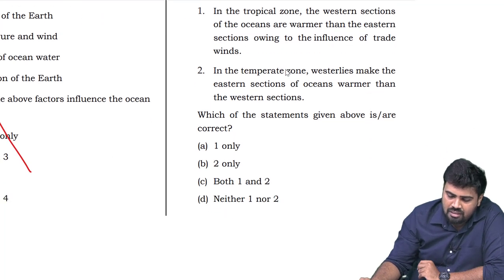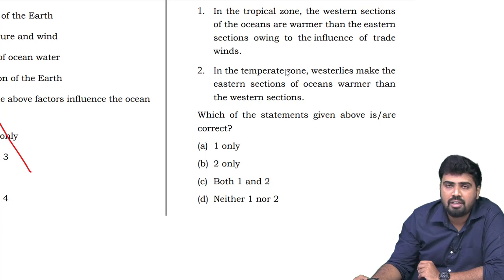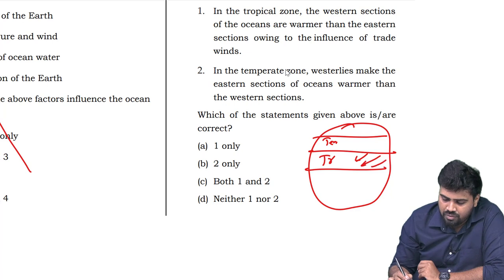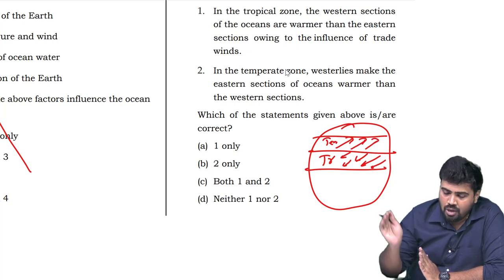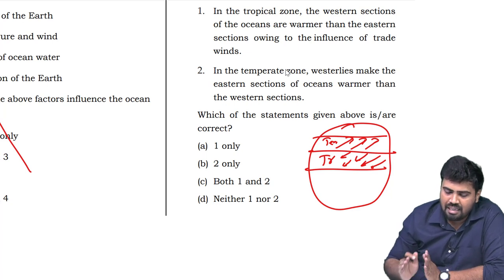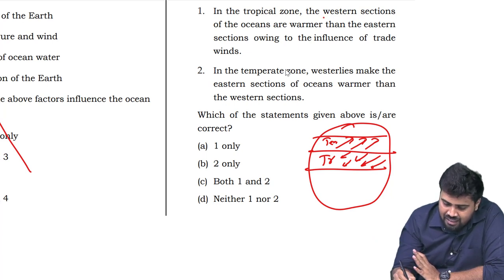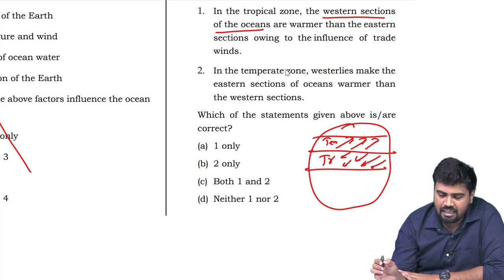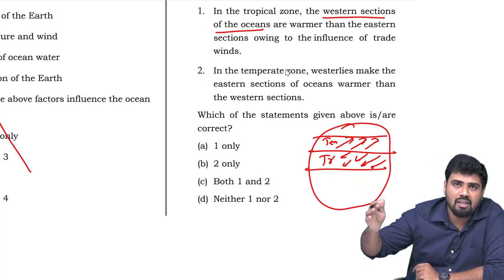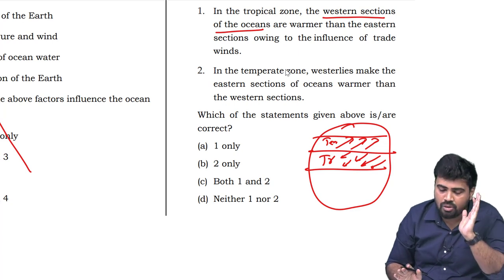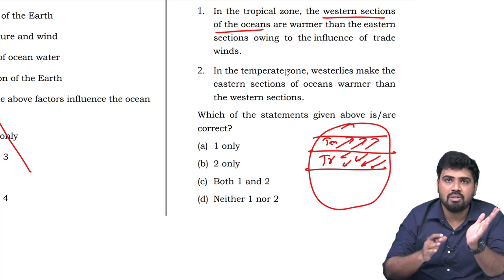In the tropical zone, the western sections of oceans are warmer than the eastern section owing to the influence of trade winds. See, consider the tropical region, where we have the influence of trade winds. Trade winds are easterlies, from east to west direction, and westerlies are west to east direction. Due to the influence of trade winds, the western section of oceans is warmer. Yes, it is true. Trade winds carry warm waters towards the coast. So in an oceanic perspective, the western section of oceans is warmer due to trade winds from east to west, easterlies.